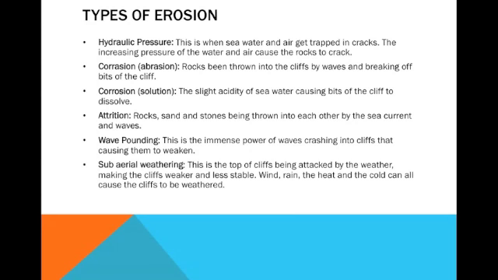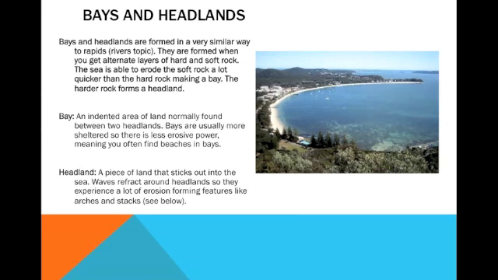Next, you've got attrition. This is when rocks, sand, and stones are being thrown into each other by the sea current and waves, so effectively making themselves smaller and smaller, and less angular and more smooth. And then eventually sand is formed, basically. So that's attrition, when they go against each other. And now, wave pounding. This is the immense power of waves crashing into cliffs that causes them to weaken. Ignore that last one. It's not our syllabus.